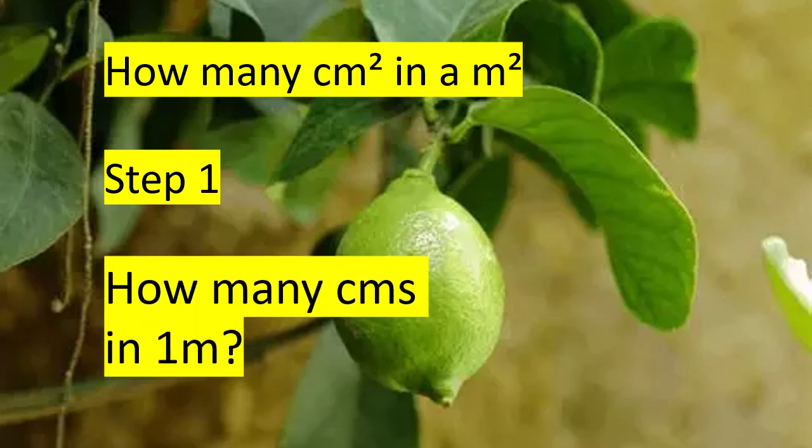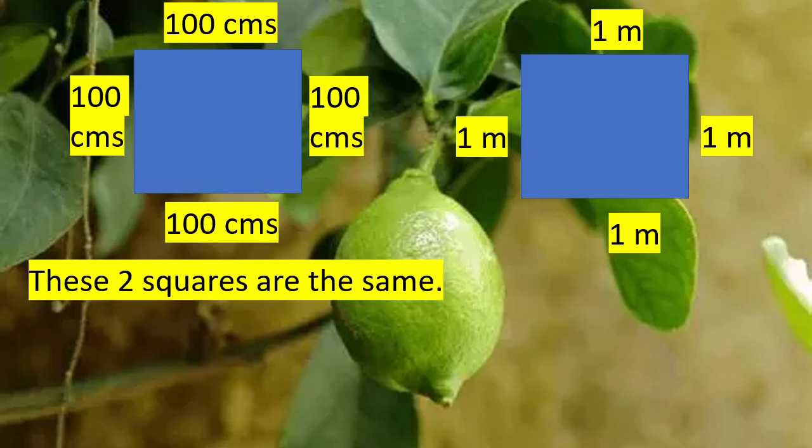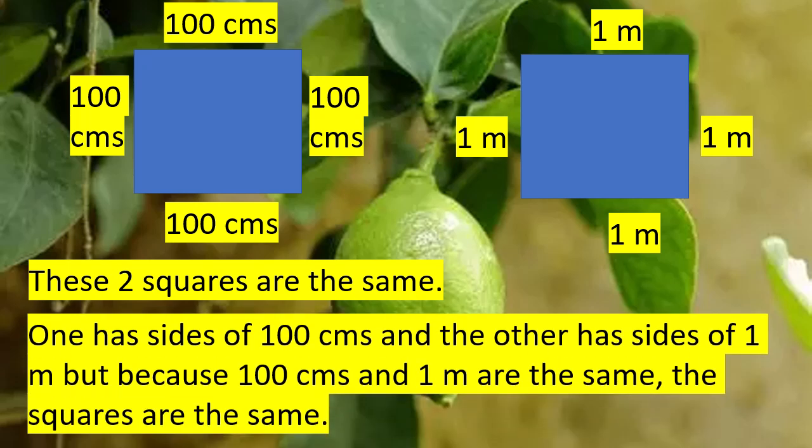So step 1, how many centimeters in 1 meter? The answer to that one is 100 centimeters equals 1 meter. So we have two squares here. One is 100 centimeters by 100 centimeters, and the other is 1 meter by 1 meter. They're both the same because 100 centimeters equals 1 meter. One has a size of 100 centimeters, the other has a size of 1 meter. But because 100 centimeters and 1 meter are the same, the squares are the same.